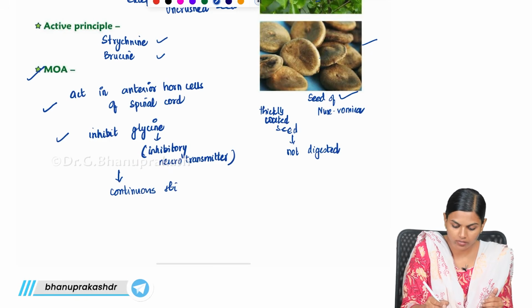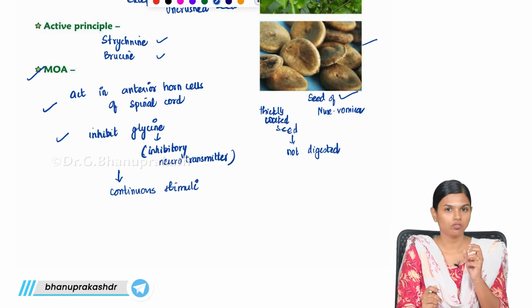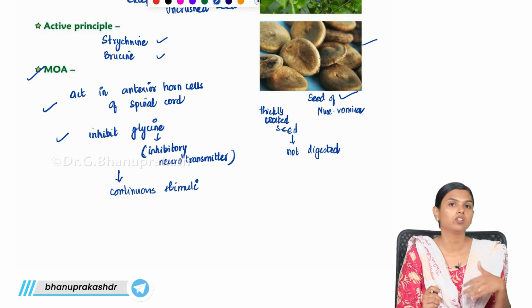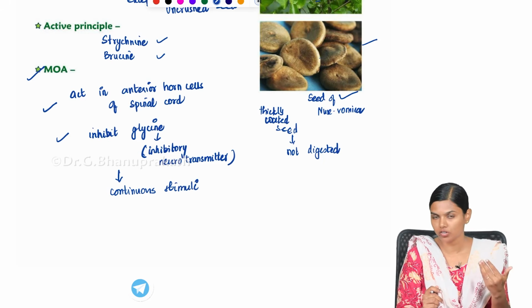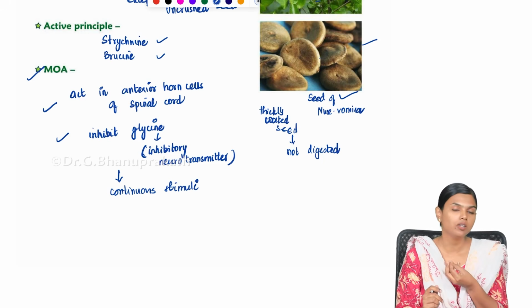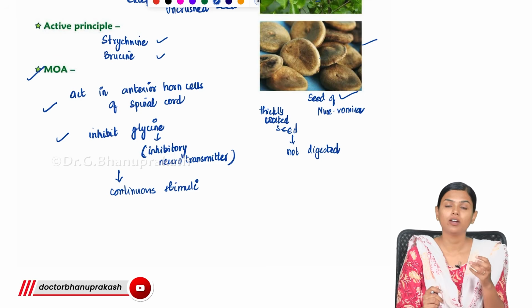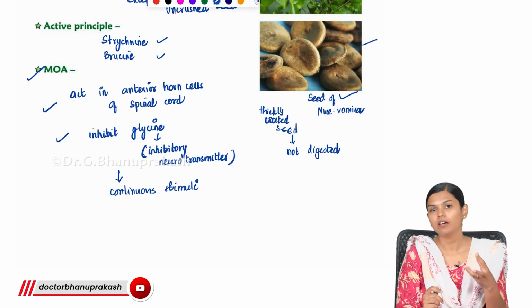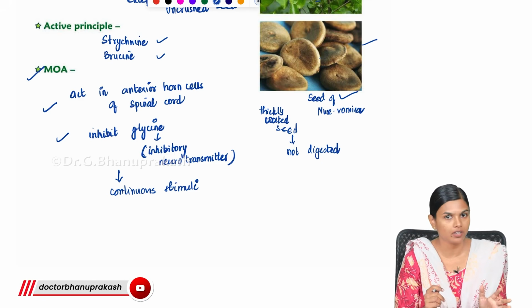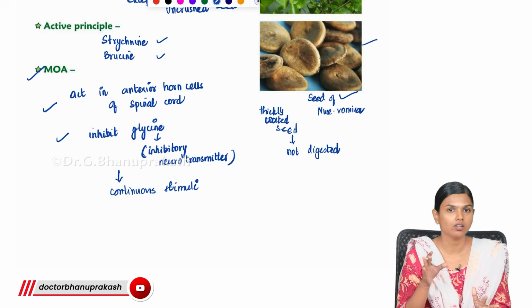And because of that, there will be contraction of the muscle. So you will get constant contraction of the muscle since there is no inhibitory neurotransmitter. So you will get convulsion, you will get tremor, and eventually there will be respiratory muscle failure. That is how the toxicity happens.